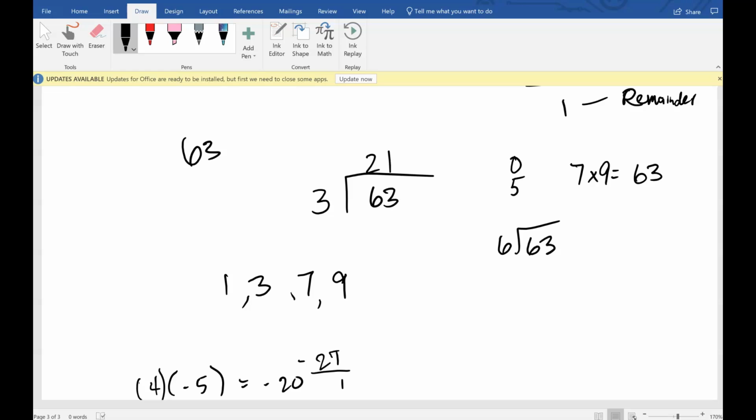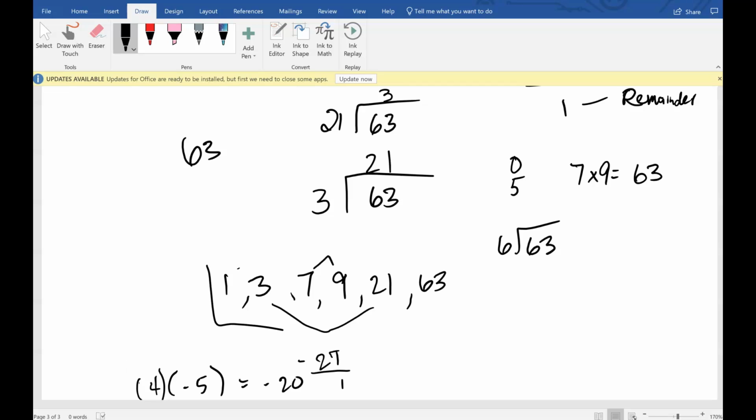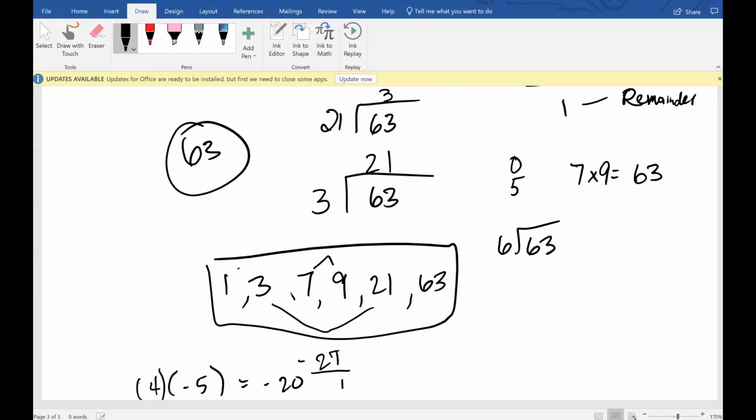Okay, now 3 goes into 63 21 times, so we can put 21 also, because 21 goes into 63 as well. It goes in there 3 times. Remember, 21 times 3 is 63. 7 times 9 is 63. And then finally, 1 times 63 is 63. So these are all the factors, and they're listed from least to greatest. Okay, so these are the factors of 63.